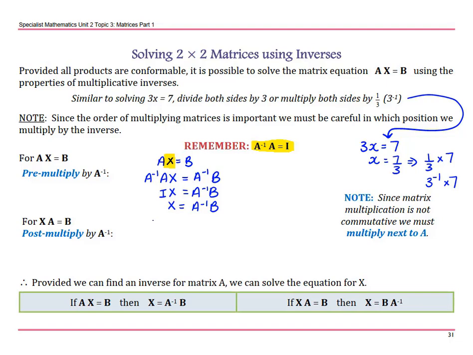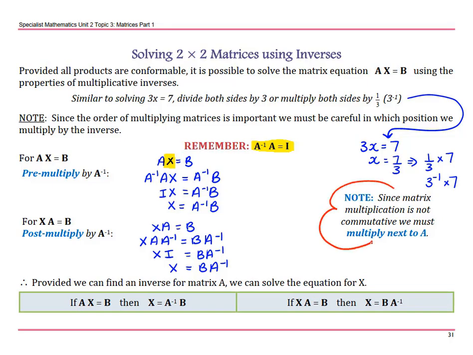Okay, so we have to remember that order matters. If I look at XA equals B, now the A is at the back. So to get rid of that A, I'm going to post multiply by the inverse. So therefore I need to do the same thing on the other side. So on my left-hand side, I have X times our identity, and on the right is B A to the negative 1. So my X is B times the inverse of A. Now remember, this pre and post multiplying is important because matrix multiplication is not commutative. We must multiply next to the A.